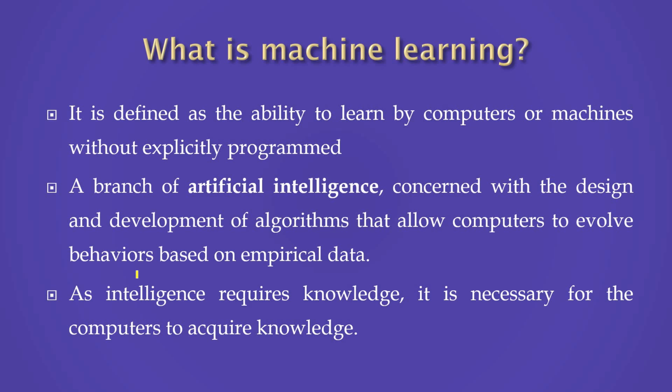So what is intelligence? Intelligence requires knowledge. It is necessary for computers to acquire knowledge, so that a set of knowledge is gathered to improve intelligence algorithms, to respond to the data. According to whatever data is given, the output should be produced using these machine learning algorithms. Finally, the meaning of machine learning is the ability to acquire information and knowledge from the data. So that is machine learning.